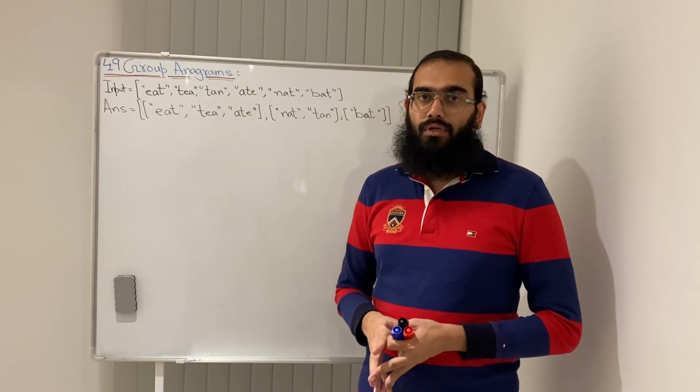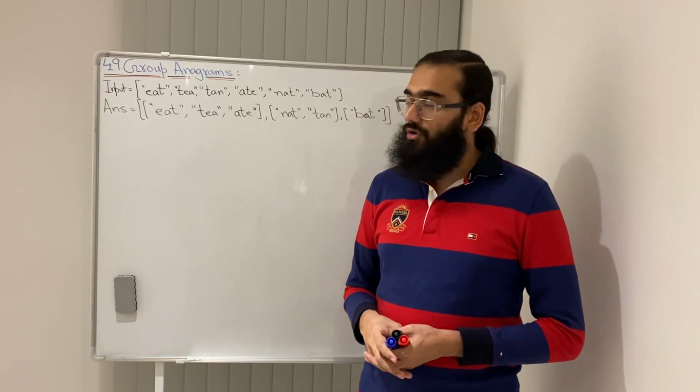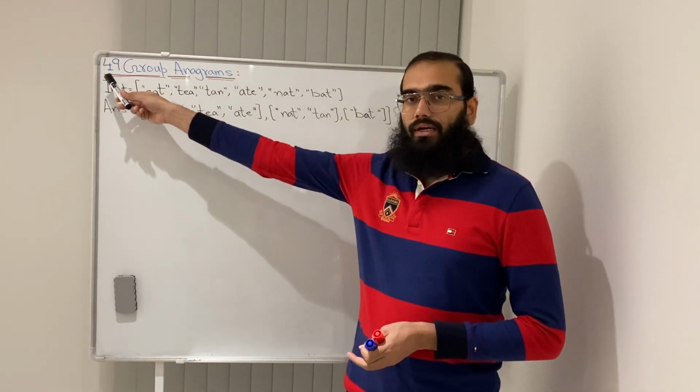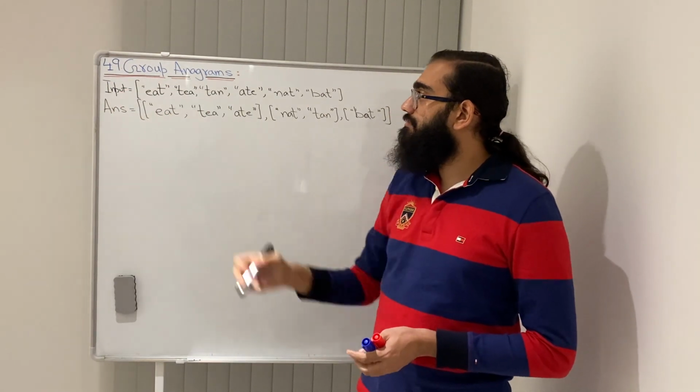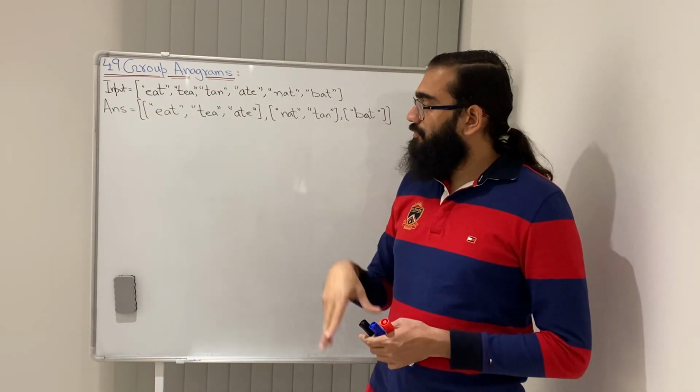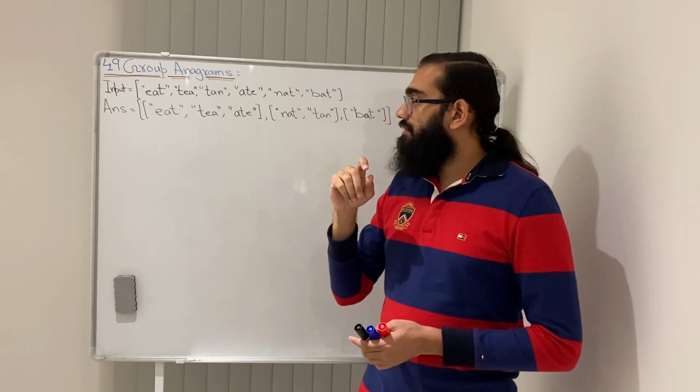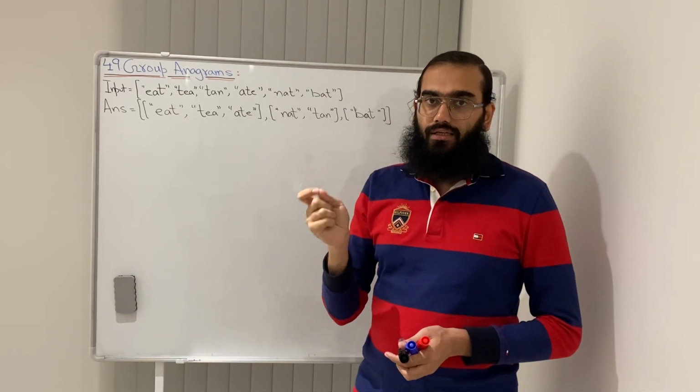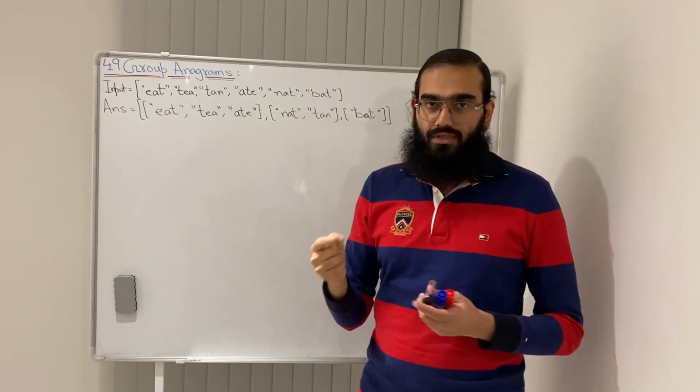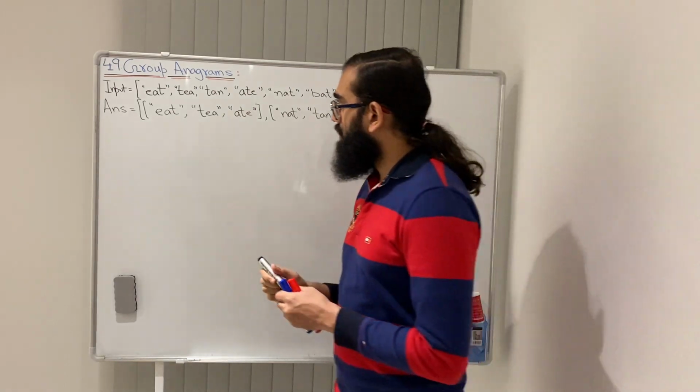Hello everyone. So today we are going to solve a new problem. Its number is 49 and it's famous with the name Group Anagrams. Before starting this question, we can spend one or two minutes on what an anagram is. If you're already aware of it, you can skip this part.